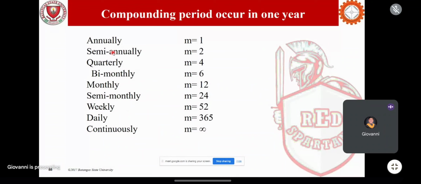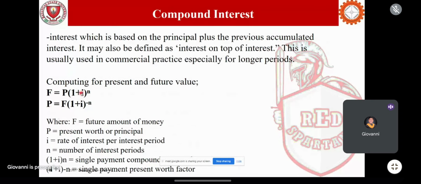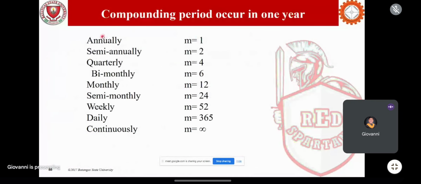So, meron tayong annually, which is 1, semi-annually 2, quarterly 4, bi-monthly 6, monthly 12, semi-monthly 24, weekly 52, daily 365, then continuously is infinite. So si continuously, meron siyang different formula. Hindi ito yung gagamitin natin formula for continuously. So for annually to daily, yung formula natin kanina ang gagamitin.